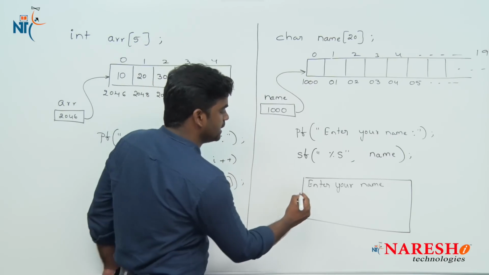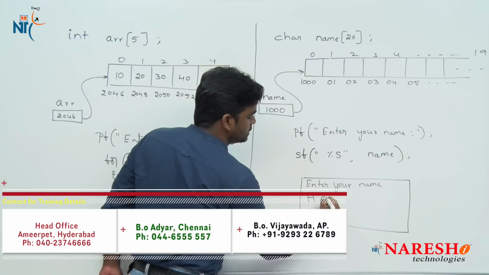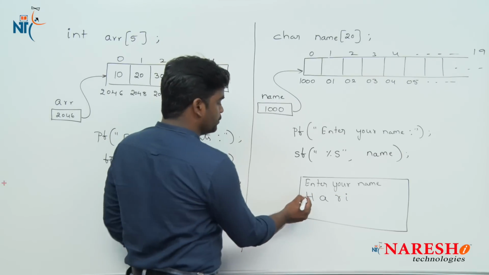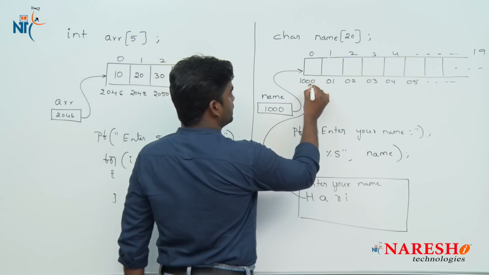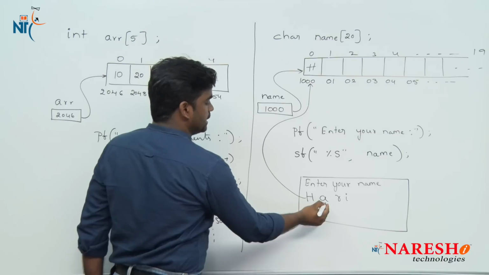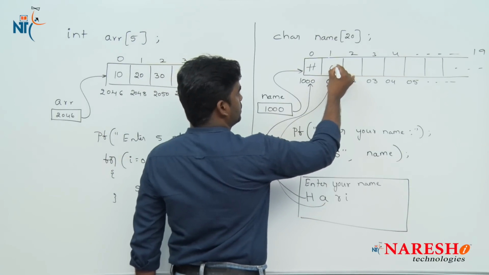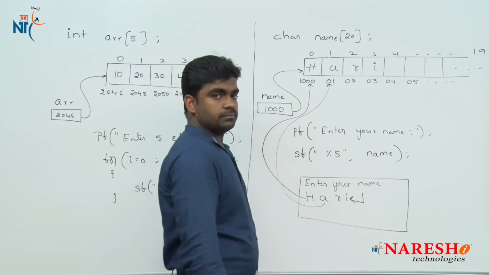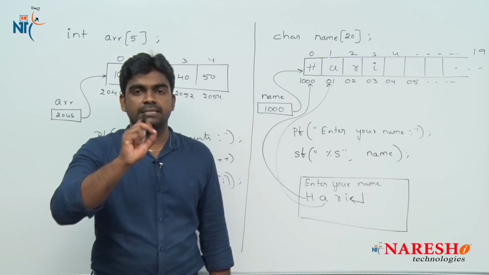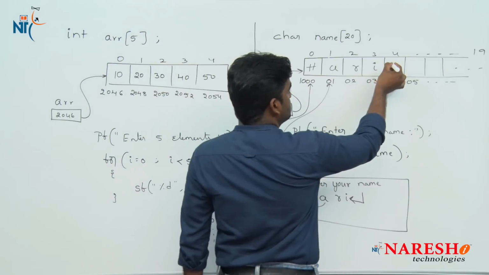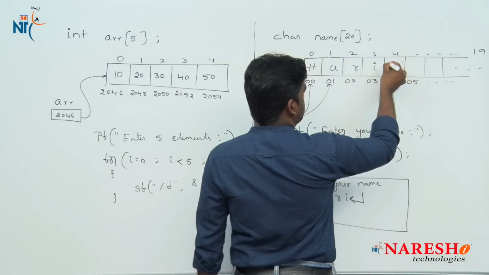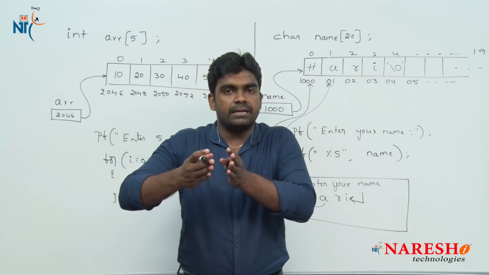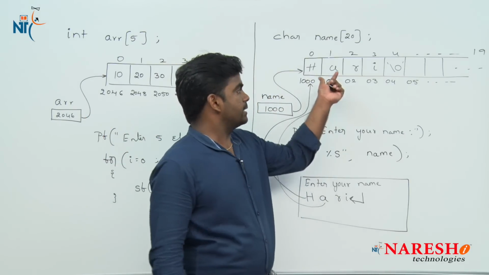So whenever we start entering the characters, suppose I am giving Hari, H-A-R-I. Here it is H. H will be collected into the first location automatically. And next A will be collected into the second location, R, I. And whenever you press the enter key, it will place a null character in the fourth index location. The null character will be appended automatically at the end of the characters.